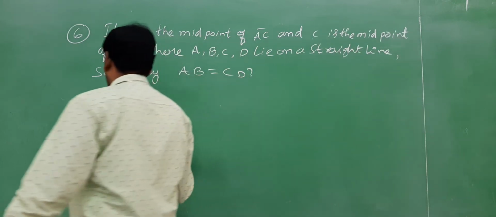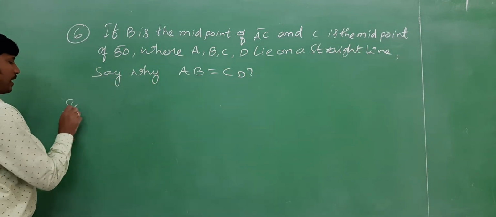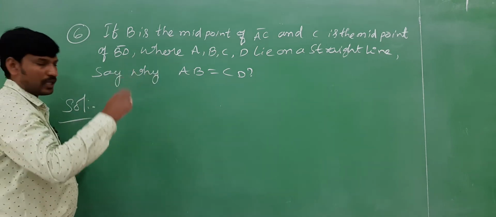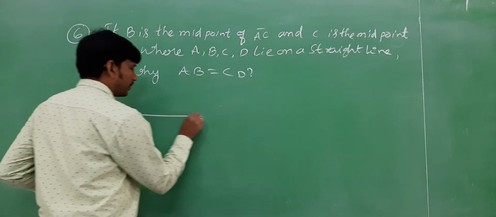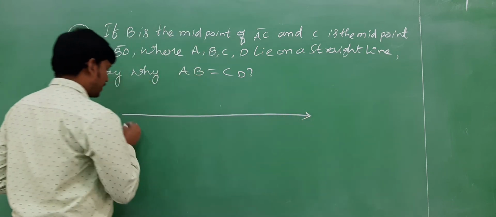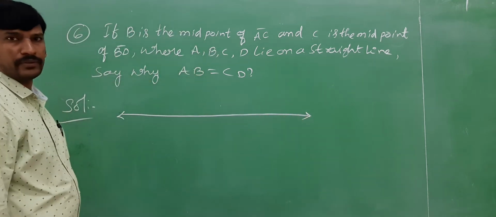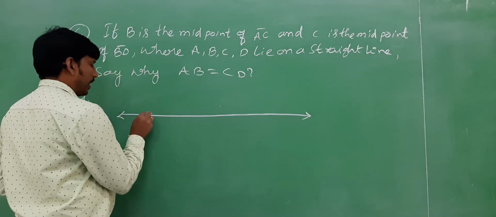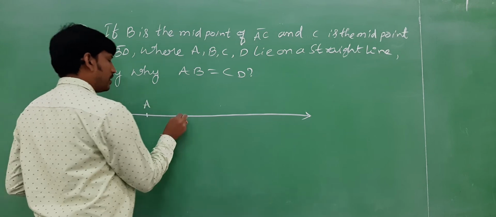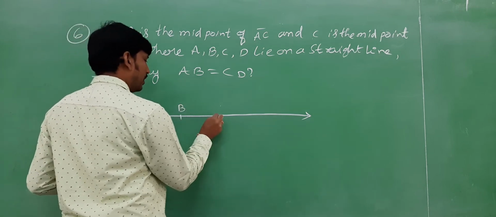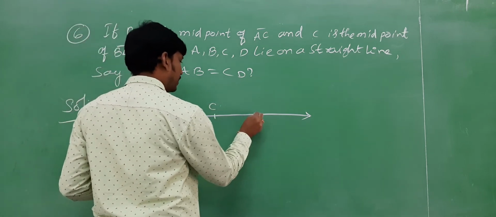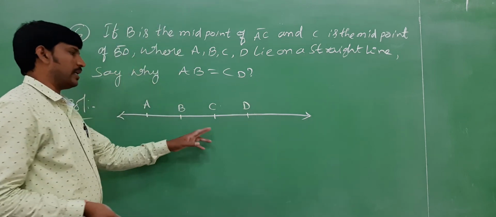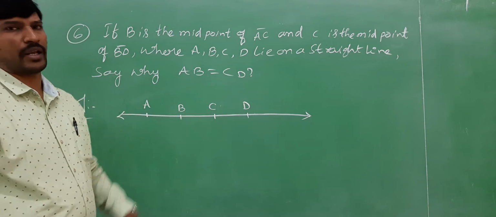Okay, children, let us draw the diagram for this. You can understand in a better way. ABCD lie on the same straight line. Okay, draw the line. Right, here it is a line segment, a straight line, and I am taking the points here. A. This is B. This is C, and this is D. Okay, A, B, C, D lying on the same straight line.